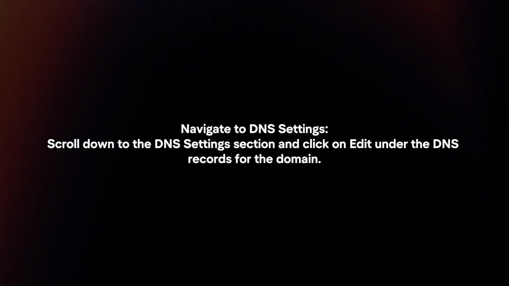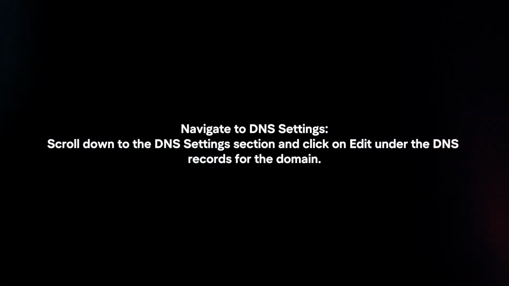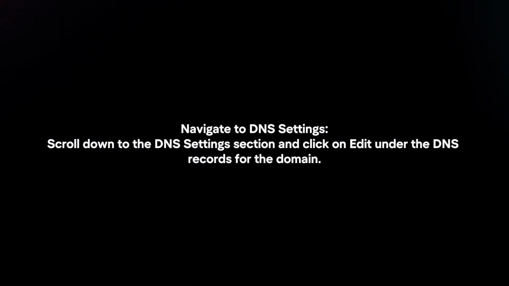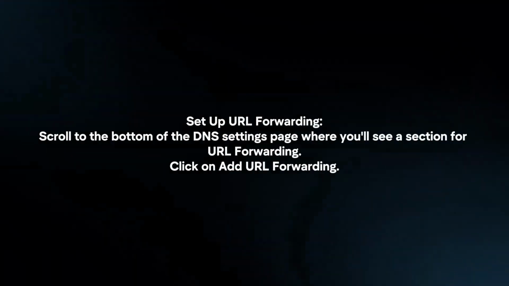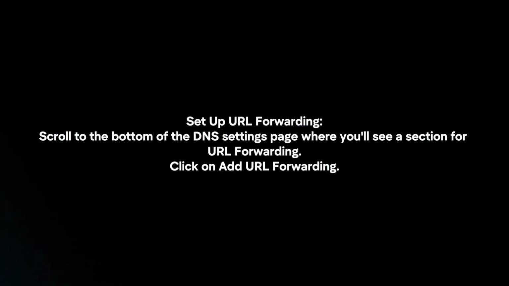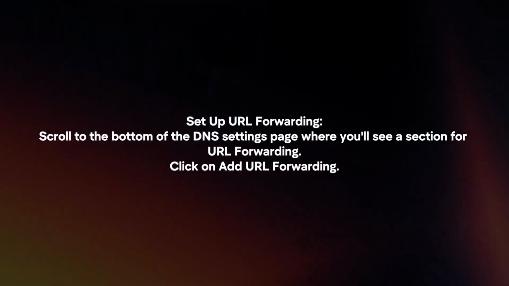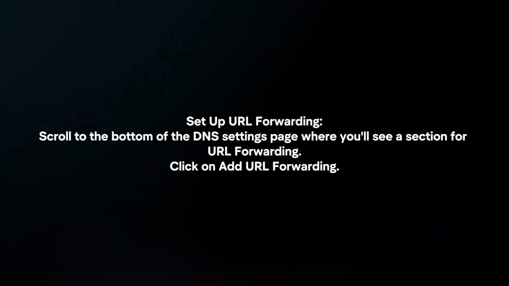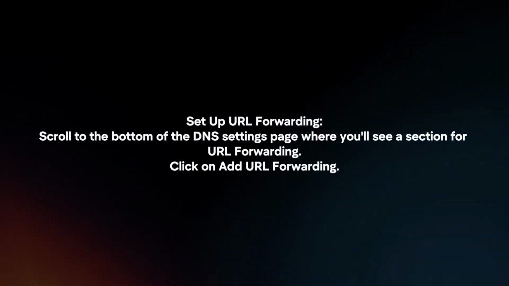Navigate to DNS settings. Scroll down to the DNS settings section and click on Edit under the DNS records for the domain. Set up URL forwarding. Scroll to the bottom of the DNS settings page where you will see a section for URL forwarding. Click on Add URL forwarding.